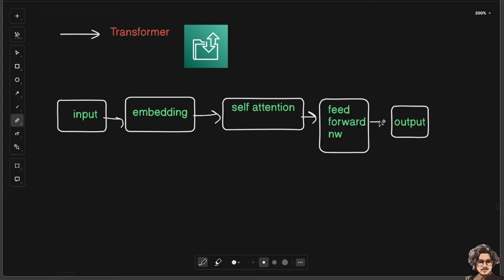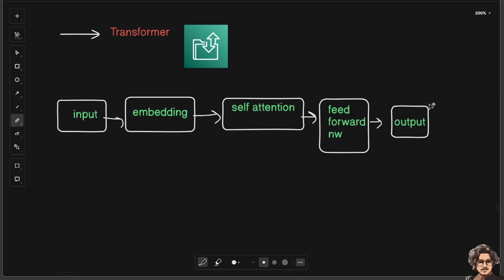The advantage of using the transformer is parallel processing, and it handles long context faster than RNNs and LSTMs. So why are transformers better than RNNs? Because they process tokens in parallel and capture long-range dependencies better. So the transformer takes the input, embeds it, applies self-attention and the feed-forward network, and provides the output. It is better than RNN and LSTM.